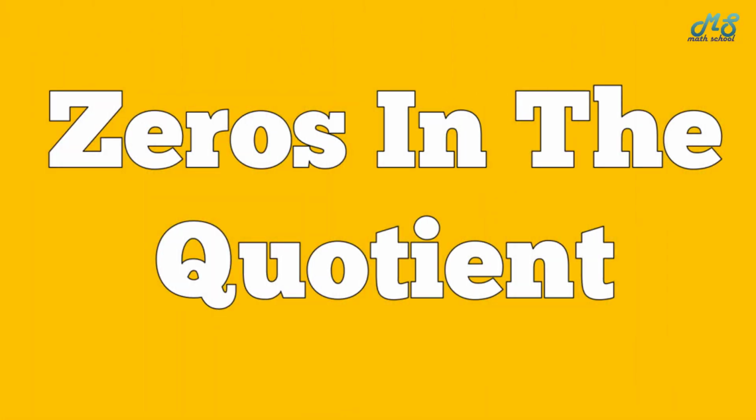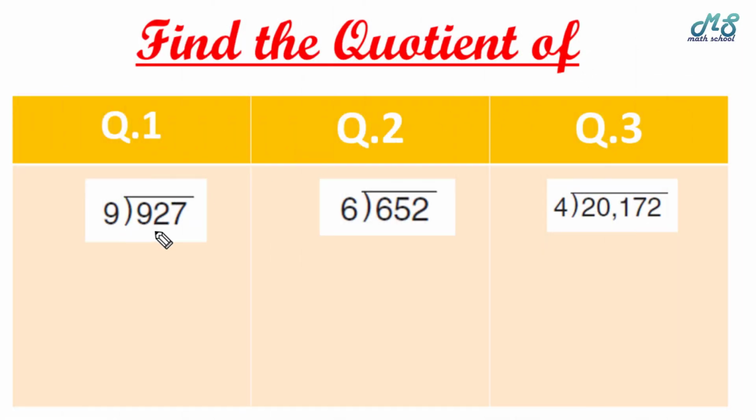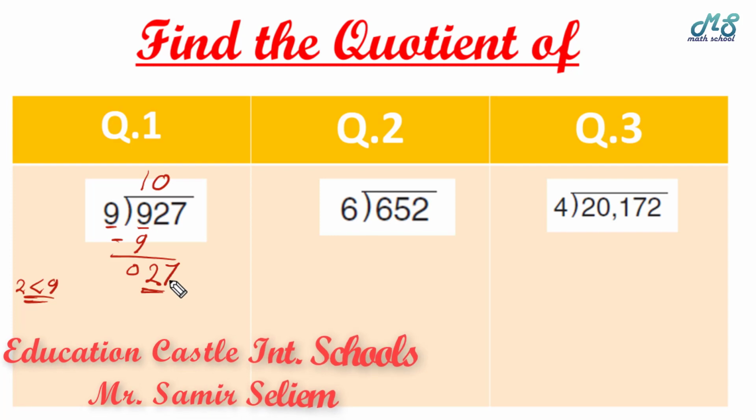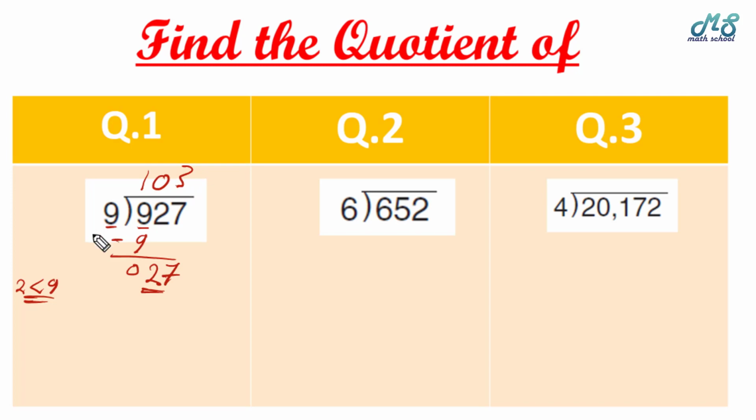Next, zeros in the quotient. Find the quotient of 927 divided by 9. Start from left to right as we studied before. 9 divided by 9 equals 1. 1 times 9 equals 9. Draw a line and subtract, it will be 0. Bring down the next digit, which is 2. Pay attention, guys. 2 is less than 9, so you have to write 0 in the quotient. And bring down the next digit, which is 7, so it will be 27. 27 divided by 9 equals 3. 3 times 9 equals 27. Draw a line, subtract, it will be 0. Now the quotient will be 103.